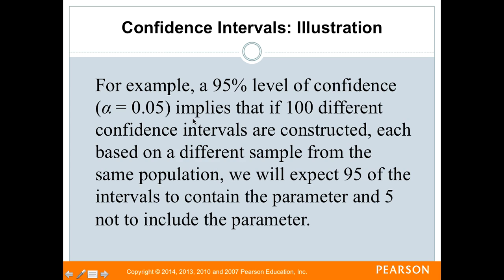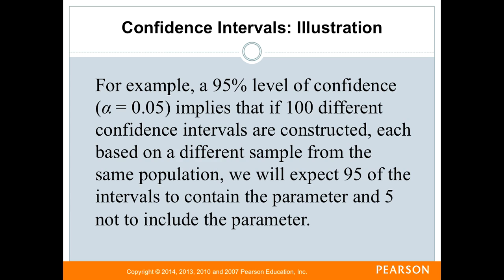And what this implies is that if we took 100 different confidence intervals, each constructed based on a different sample from the same population, we would expect about 95 of those intervals to actually contain the parameter, and then the other 5 would not contain the parameter. That's what 95% level of confidence means. If we had 90% level of confidence, it means that we would only expect 90 out of the intervals to contain the parameter, and then 10 of them wouldn't.